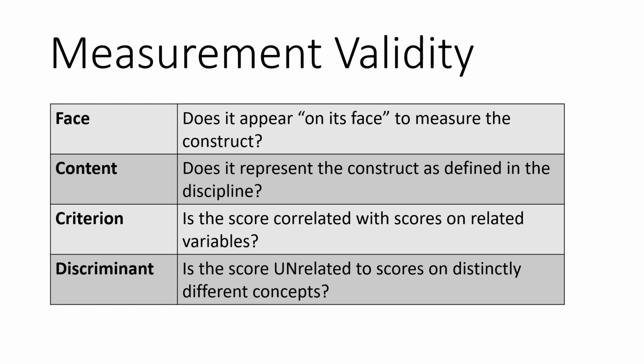The other forms of validity are concerned with what's being measured and whether the measurement's consistent with the measures of the same concept, which is criterion validity, and also different from measures of different concepts, called discriminant validity.